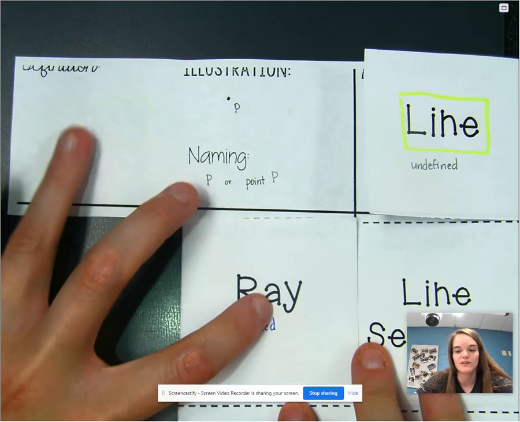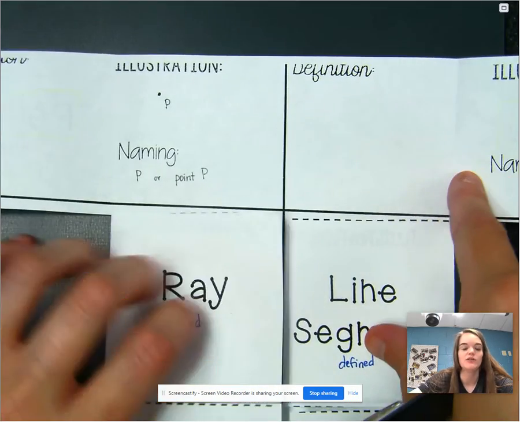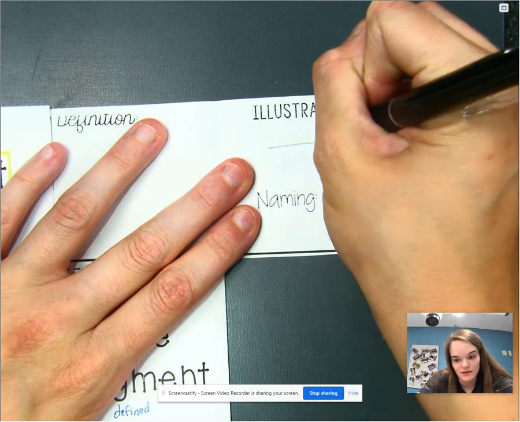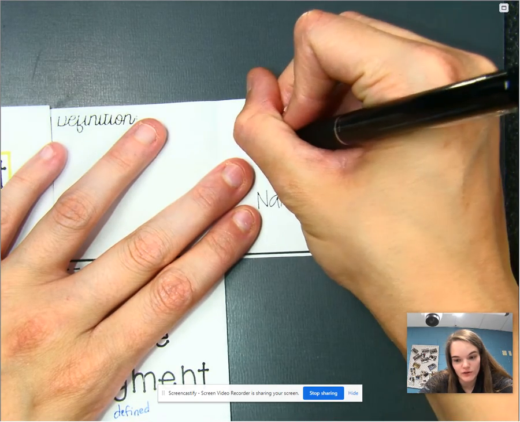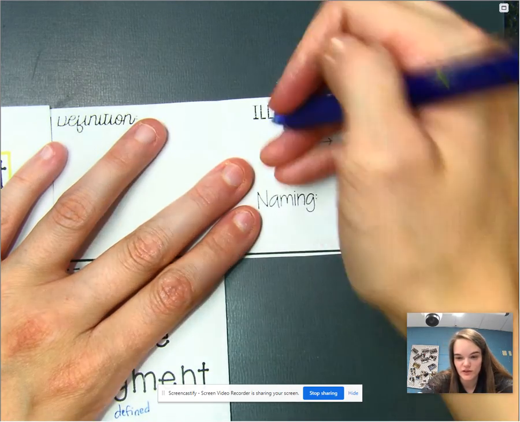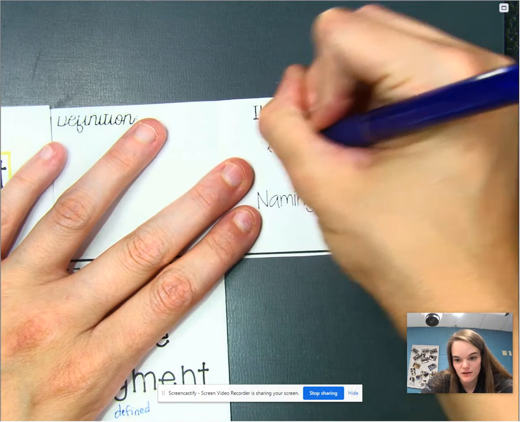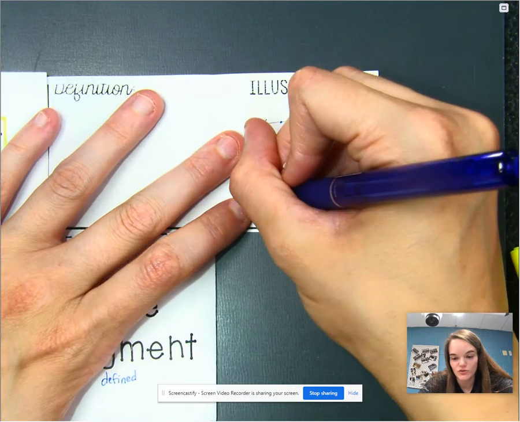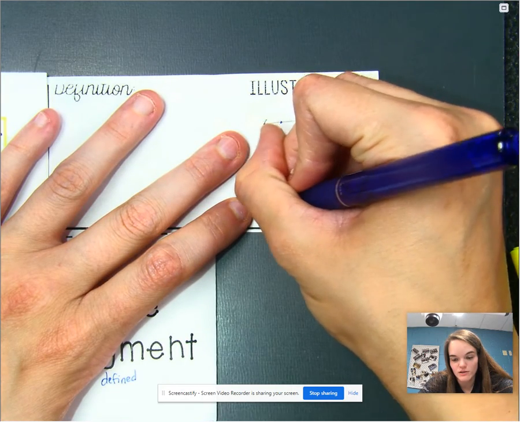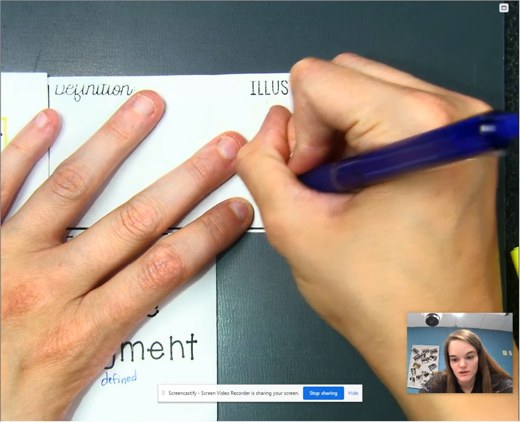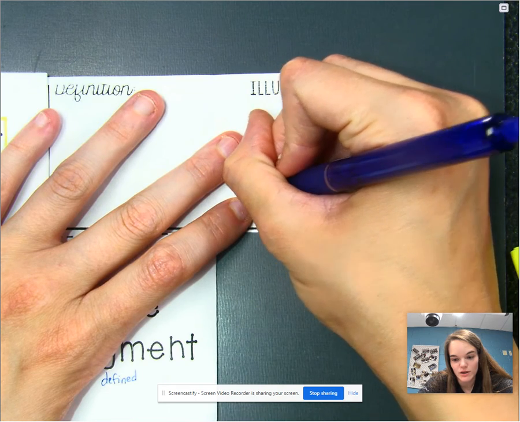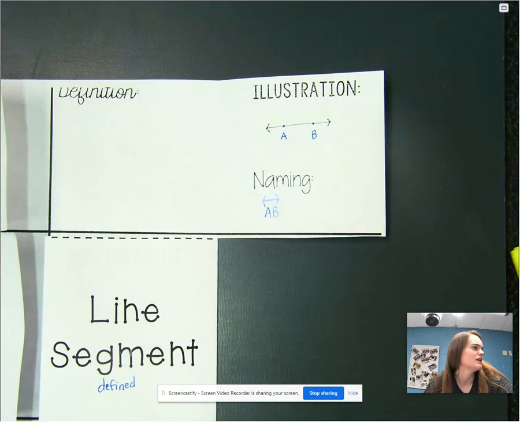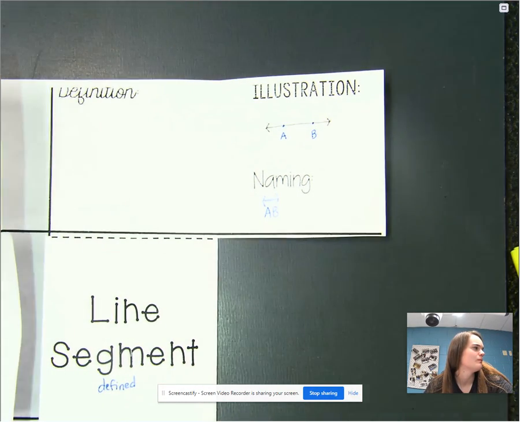Okay? Go back and define it. Line is an undefined term. I'm going to draw a line. Line is something that goes on forever. I'm going to put 2 points on this line. A and B. Naming a line requires more than 1 point and you put a short line symbol over it. Let me change the line. You can't quite see that.